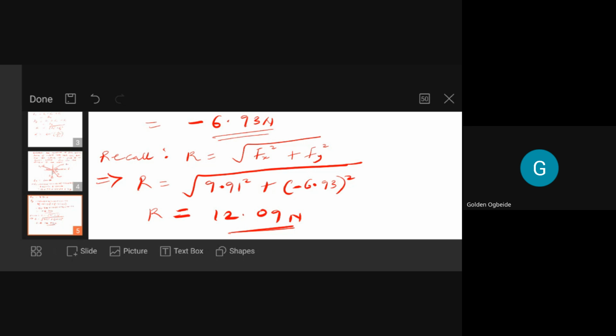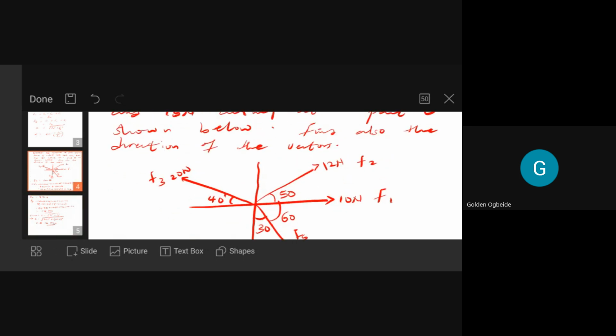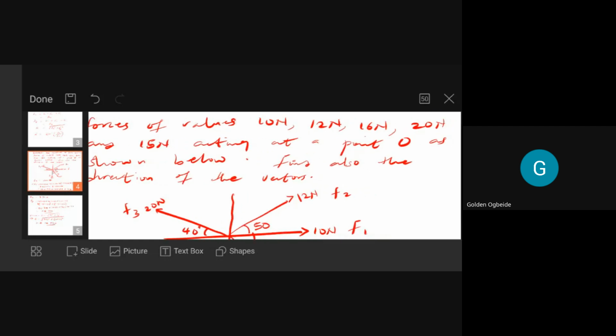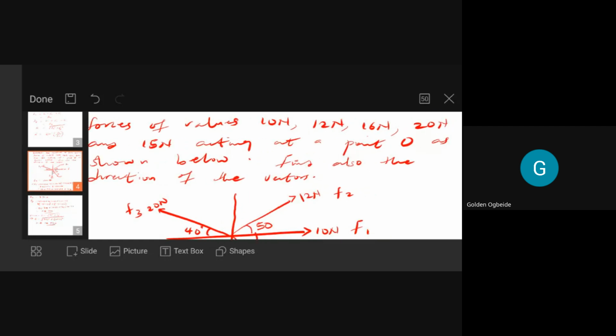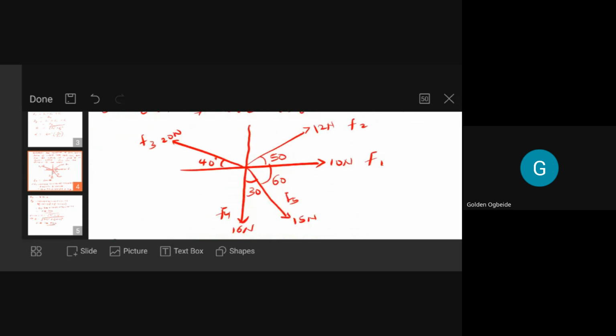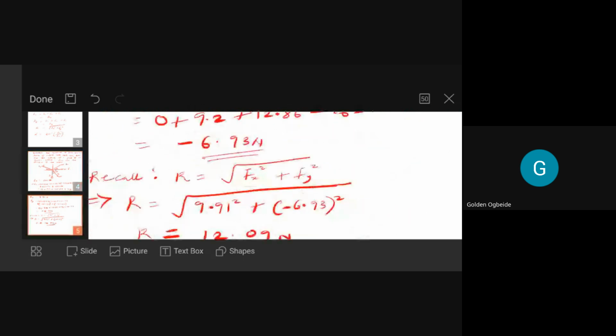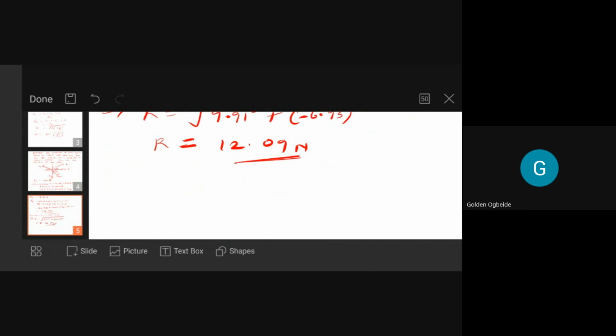Remember the equation says we should find the resultant force, and then also find the direction of the vectors. After we found the resultant force, we have to find the direction. Then the next thing will be to sketch that diagram. Even though they didn't ask us to sketch, I will sketch it for you. All right, so let's find the direction.